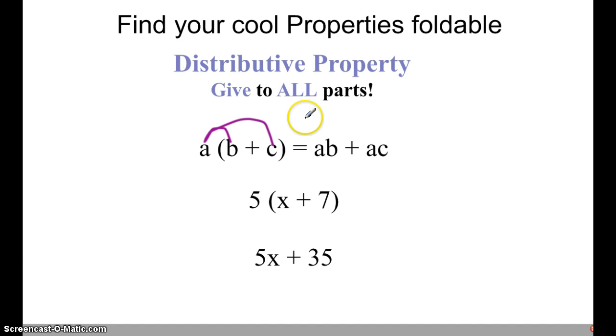The biggest mistake people make is they'll do 5 times x gives me 5x. But then they forget that there's also 5 sets of 7. So this says there's 5 sets of x plus 7. So don't forget to get the 35 over here. So this should be in your foldable.